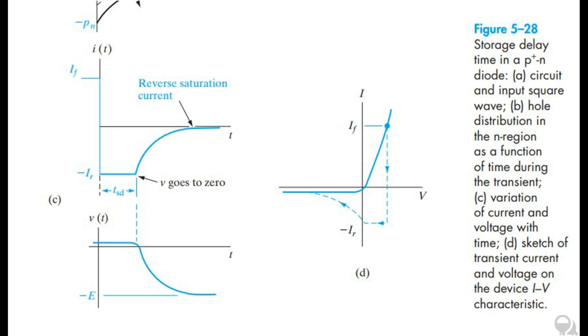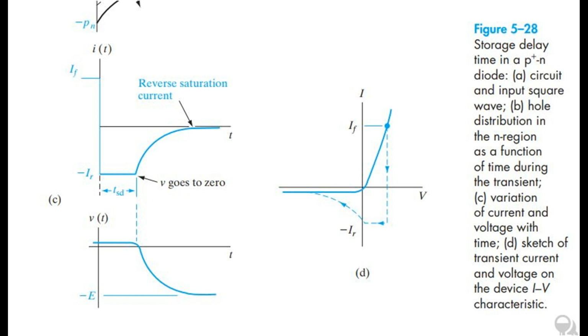While the current is negative through the junction, the slope of the dp_n/dx_n distribution must be positive at x_n = 0. Figure 5.28: storage delay time in a P+N diode. A, circuit and input square wave. B, hole distribution in the N region as a function of time during the transient. C, variation of current and voltage with time. D, sketch of transient current and voltage on the device's current-voltage characteristic.